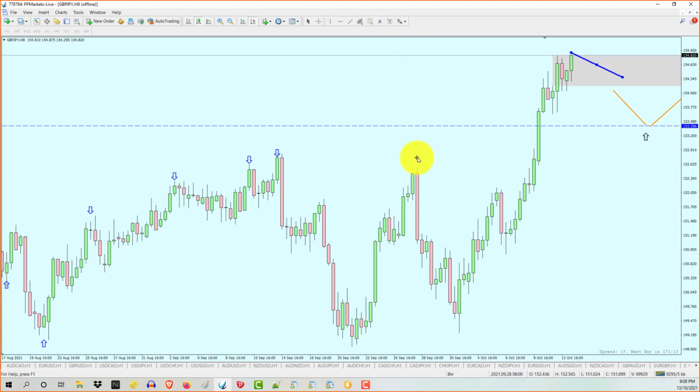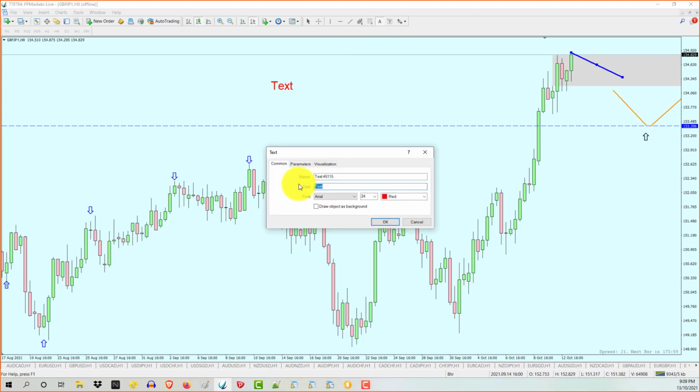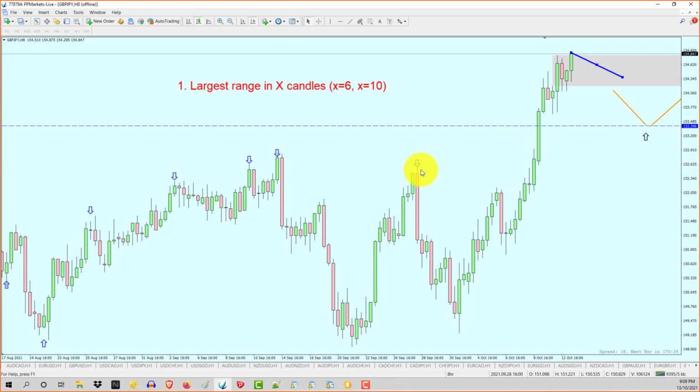A big shadow reversal has a couple of very simple characteristics. And those characteristics are that it's the biggest candle we've seen in a while. Okay? Usually in the last 6 candles, the last 10 candles, depending on how restrictive you want to be. But I like to see the largest range in X candles. And X can equal 6 or X can equal 10. It doesn't really matter. The point is you want to have the largest range in X candles, and that's what we have right here, on this big shadow.